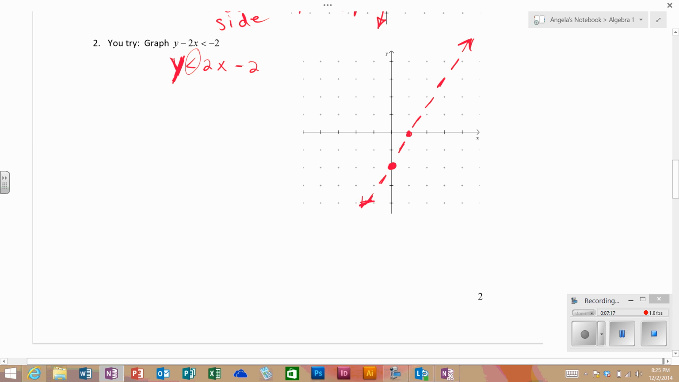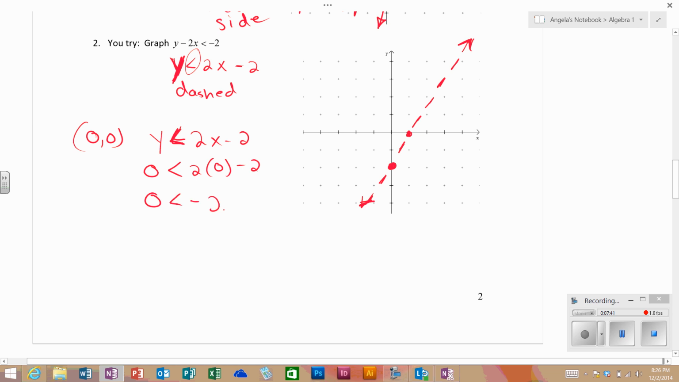Now I need to pick a point to try. So this is just a reminder, that's the dashed line. Now I'm going to pick a point. Again, I like to pick 0, 0 because it's just so easy to plug in. So let's try 0, 0. So I'm going to put 0, 0 into this inequality. So 0. So I get 0 is less than negative 2.